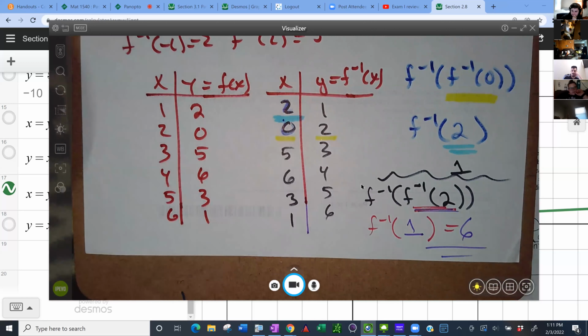Comments on that last one? That one's a little bit of a trickier one. I'm glad we knocked that one off. So that's it for this section. Good luck on it.